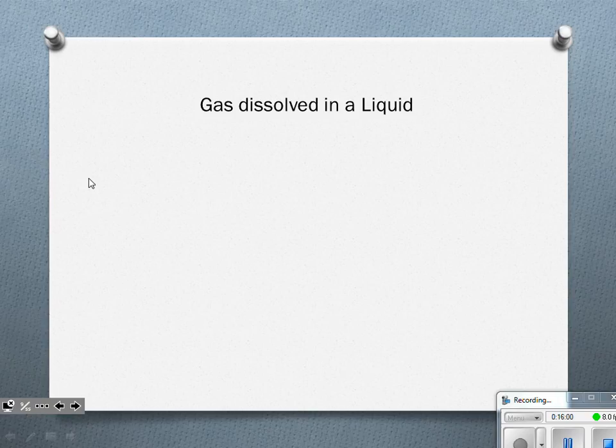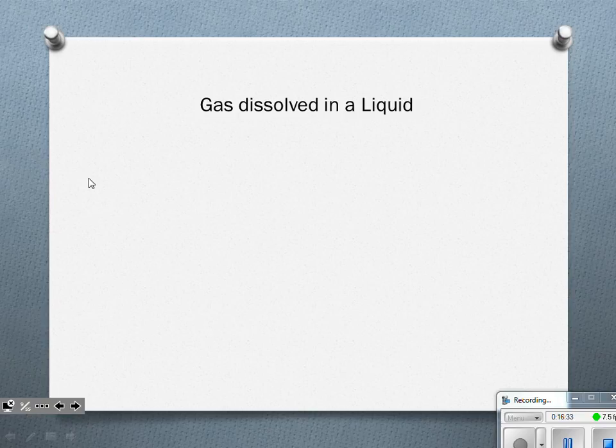How about a gas dissolved in a liquid? Anybody think of anything? There is oxygen in water. Back on our fish tank back there, we're bubbling in oxygen, because if I wouldn't bubble in that oxygen, what's going to happen to my guppies? They'll suffocate. They're not going to live. There will not be enough oxygen for their gills.